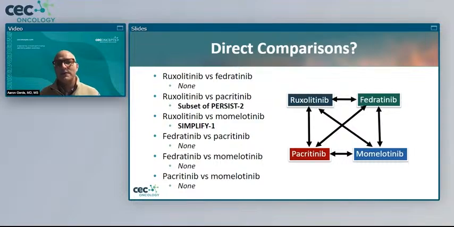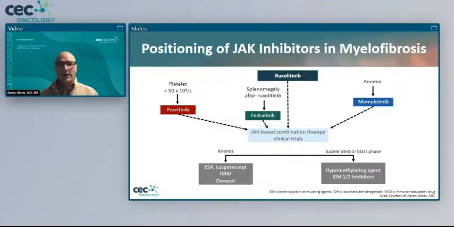Really, the only direct comparison that we have is that Simplify-1 trial, which was a prospective randomized trial comparing Rux versus momelotinib in that frontline setting. Yeah, we can look at subsets of patients in Persist-2, but really there's not a lot of other data out there. So for those of us who put together opinion papers or guidelines, it's kind of difficult to sort out which one to use where. So we come up with figures like this that are somewhat vague.